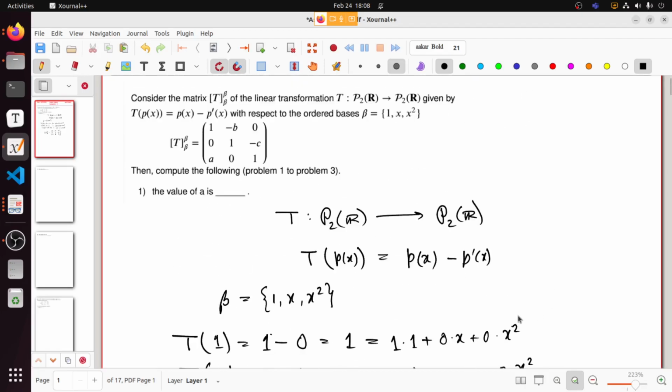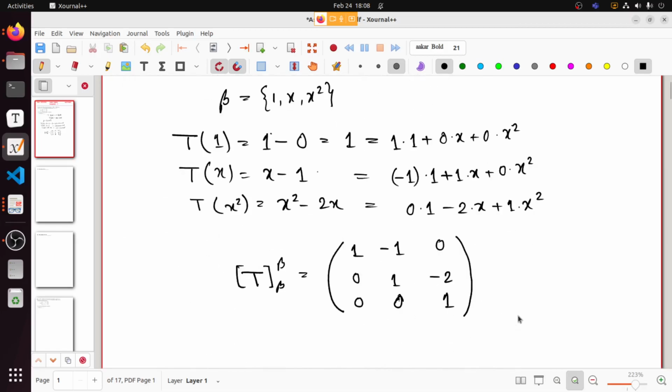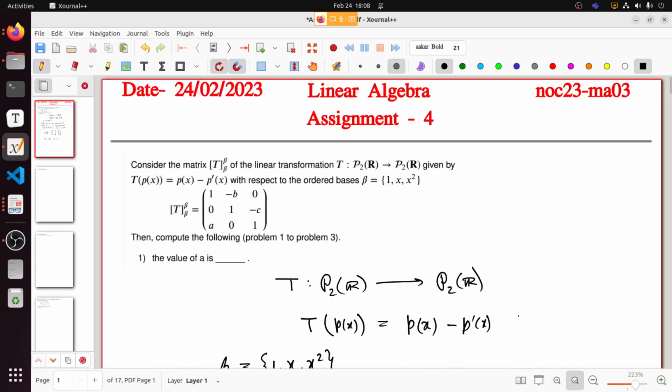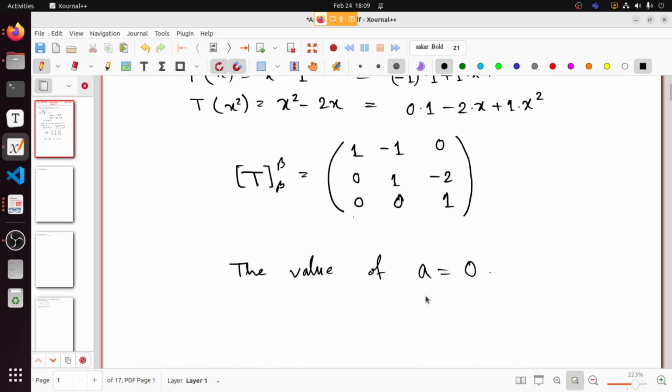Fine. And what is given? Given that T is 1, 0, A; minus B, 1, 0; 0, minus C, 1. So what will be the value of A? Because A is here, the value of A is 0, right? Now, question number 1 is done.